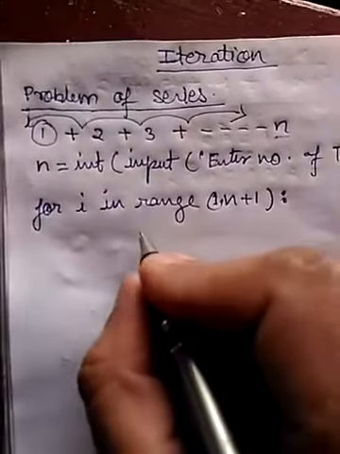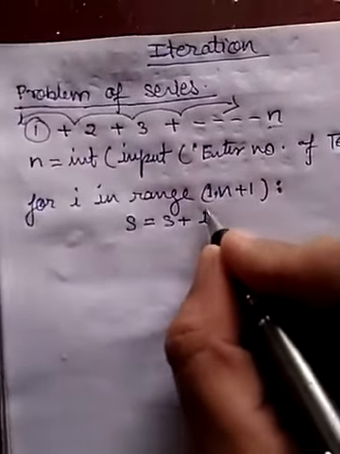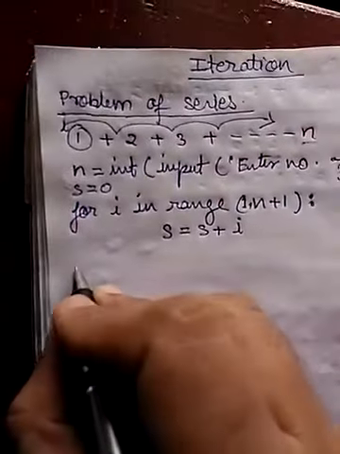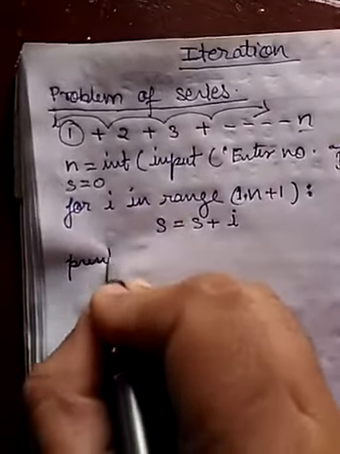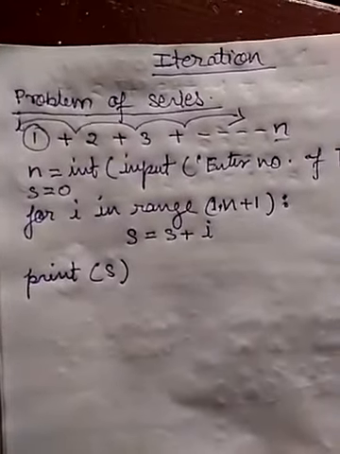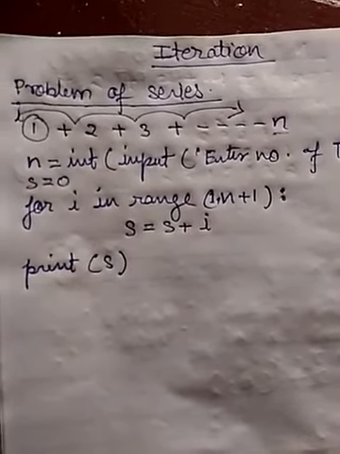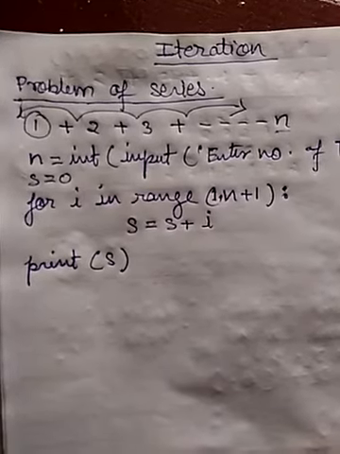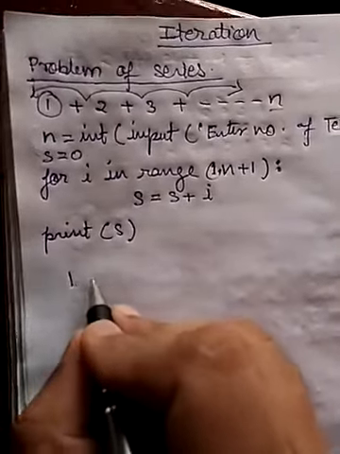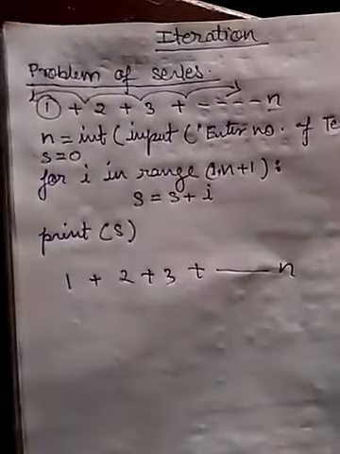Now we have to add the sum, then sum equal to sum plus I. The starting value of the sum should be 0, and after the loop print sum. So this is the basic question to perform the sum of a series. Now let us modify the question. We have done this question 1 plus 2 plus 3 plus n.